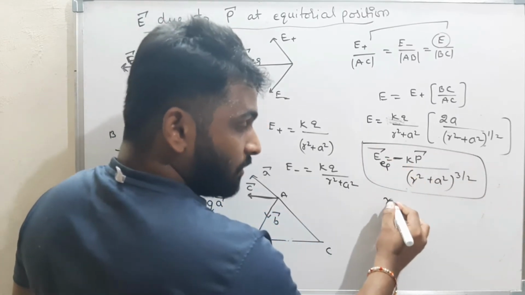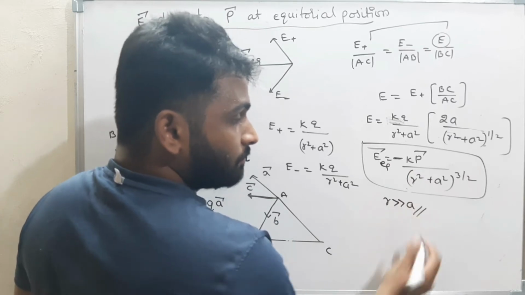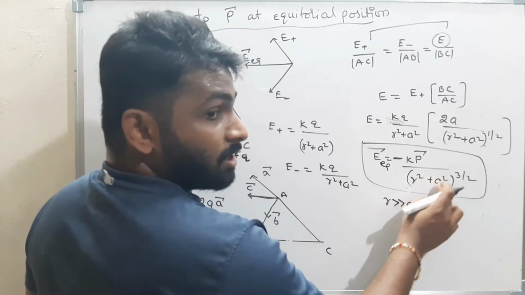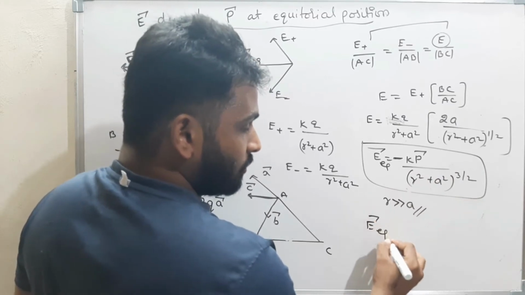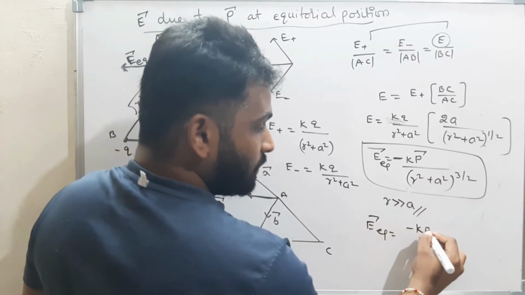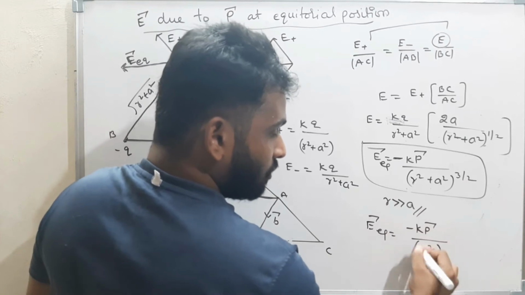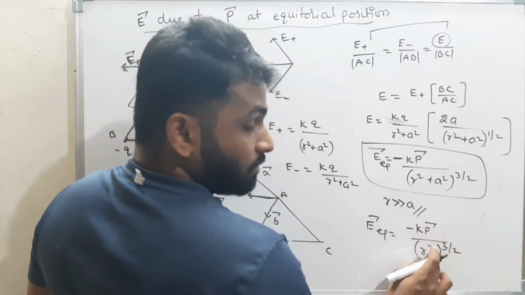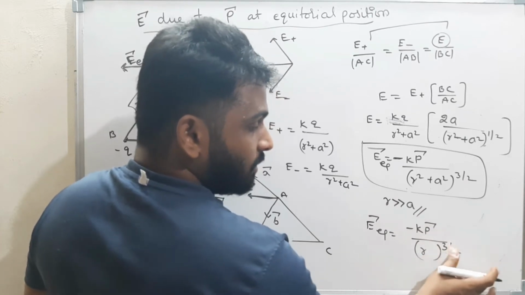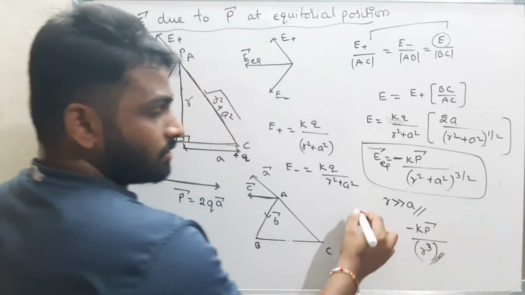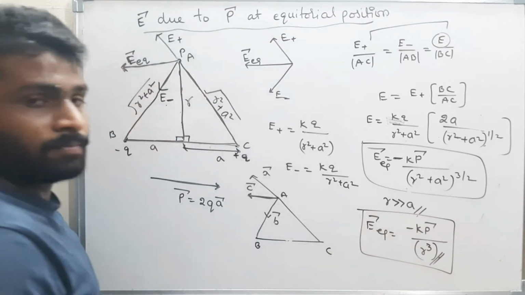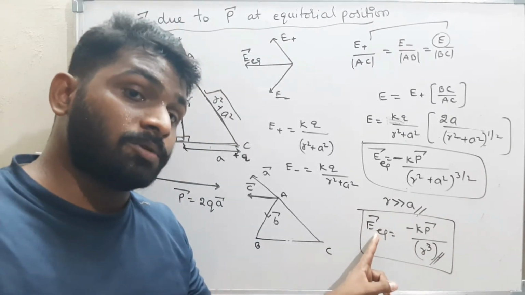Now, if by chance R is very large when compared to A, then R square plus A square is nothing but R square only. Therefore, the electric field in equatorial position is equal to minus K P bar by (R square) whole power 3 by 2. 2 and 2 cancelled off. What is remaining? That is nothing but R cube. That is the answer. This is in equatorial position.